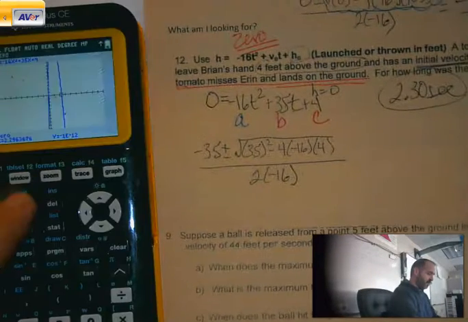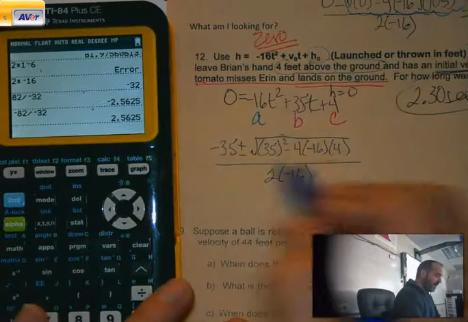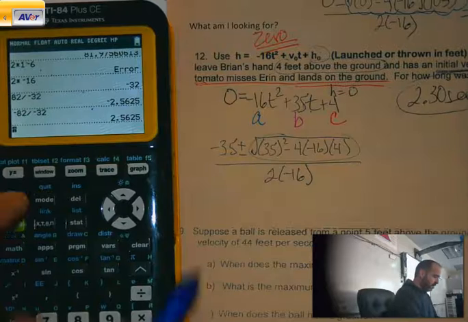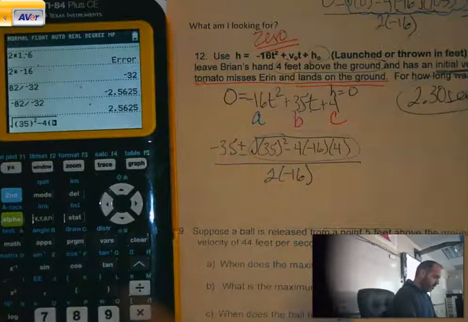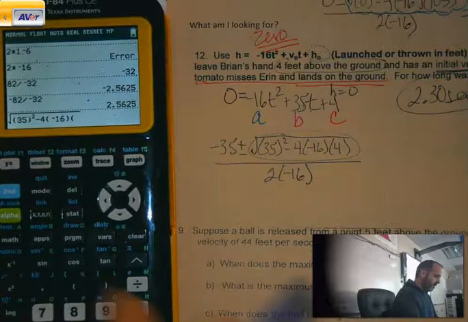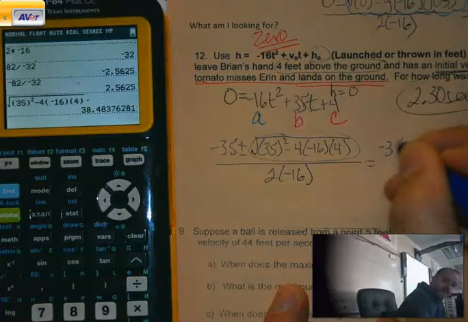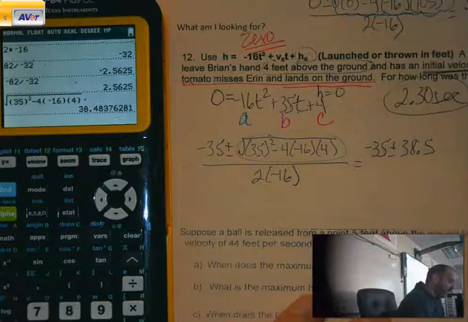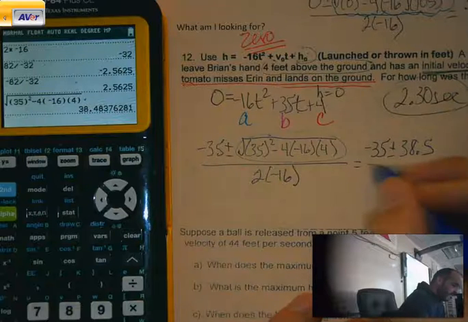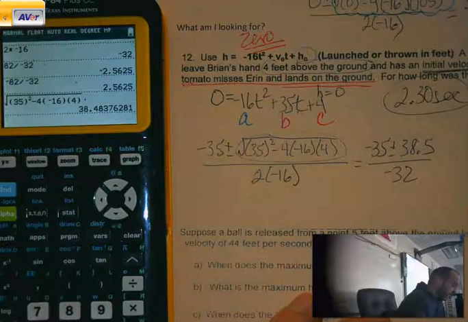Get that out of here because I need the calculator to help me out here now for a bit. Okay. Do not do this part yet. Again, we're just doing this at the start. So 35 squared minus 4 times negative 16 times 4. Negative 35 plus or minus 38.5, we'll call it. We'll go a little decimally here. Over negative 32. Now, here's the part that you've got to be careful.